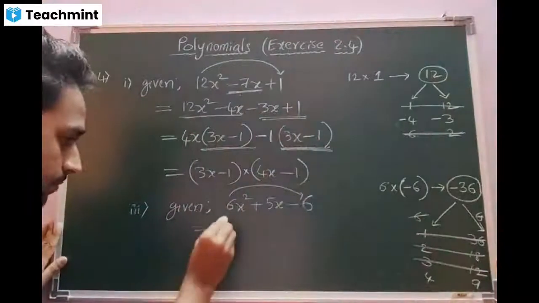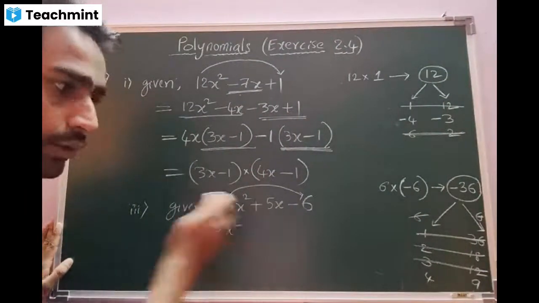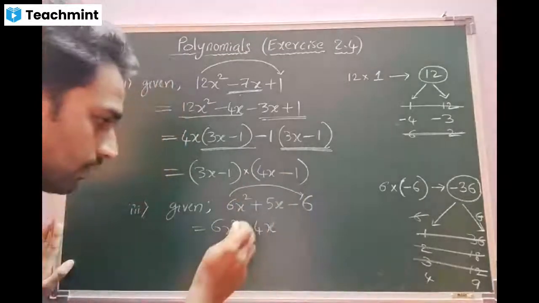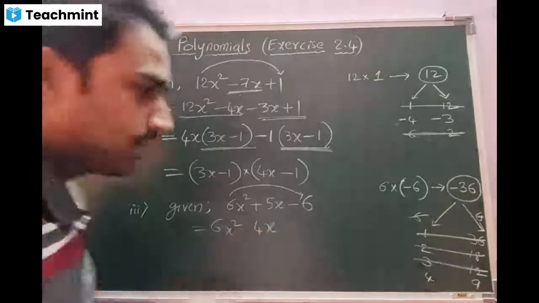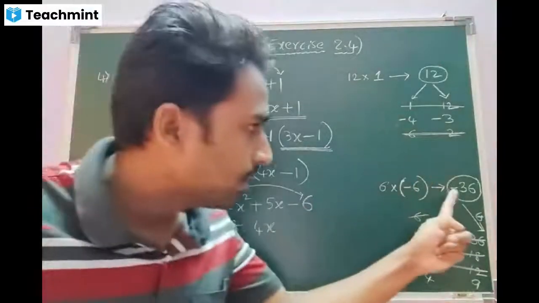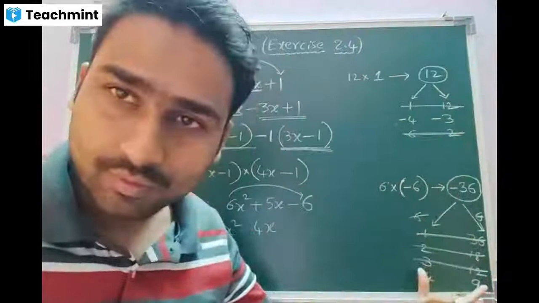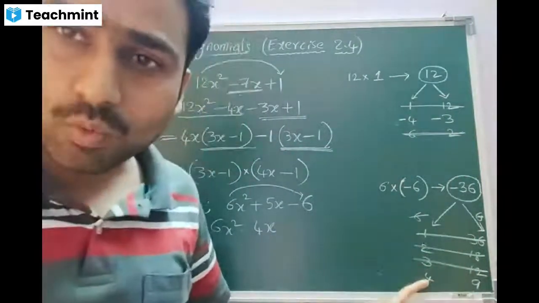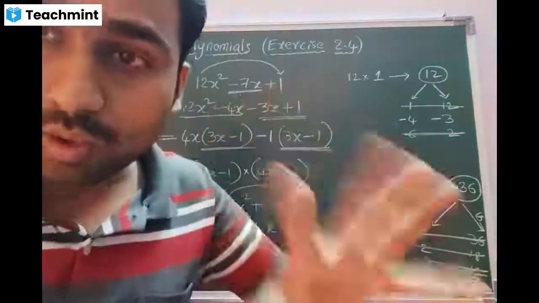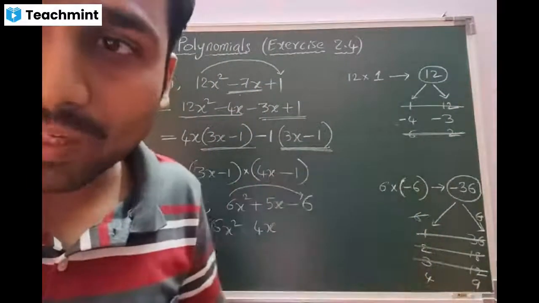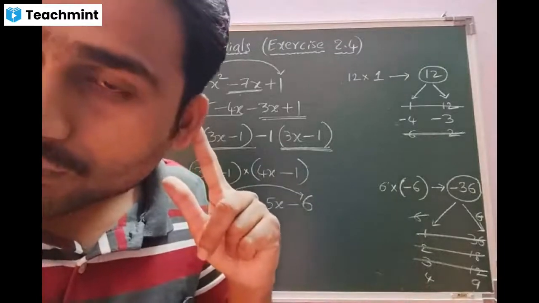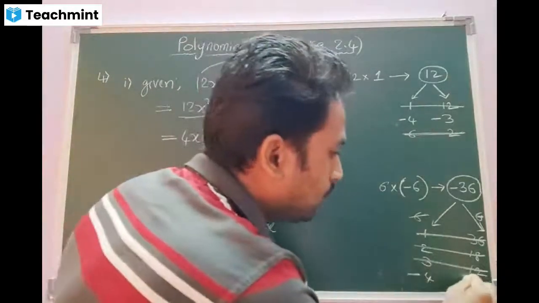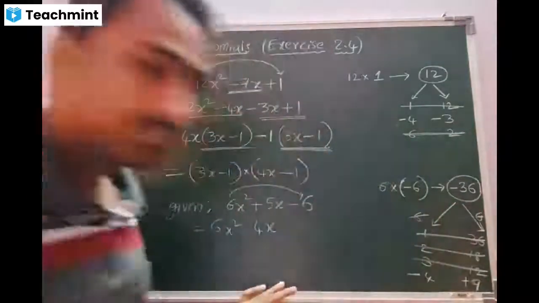So let me write as it is. In the place of 5x, I'll write minus 4x. Sorry. First, let me write the sign here. Later, I'll copy. But look at this. I want negative. There are two factors. If the product is negative, it means any one should be negative. Either 4 should be negative or 9 should be negative. Which one should be negative, beta, here? 4 should be negative, the 9 should be positive. Am I right? Yes, sir.